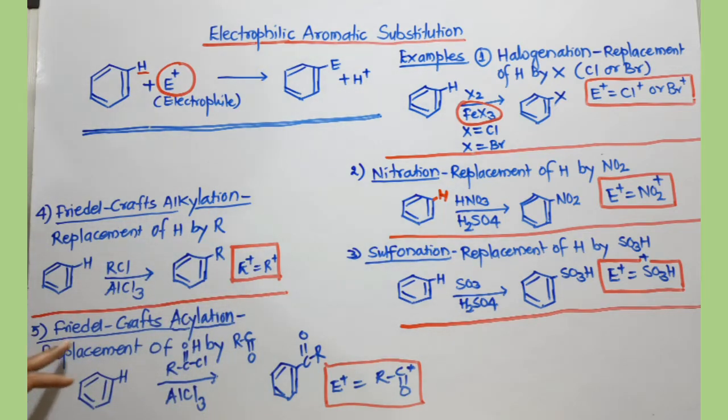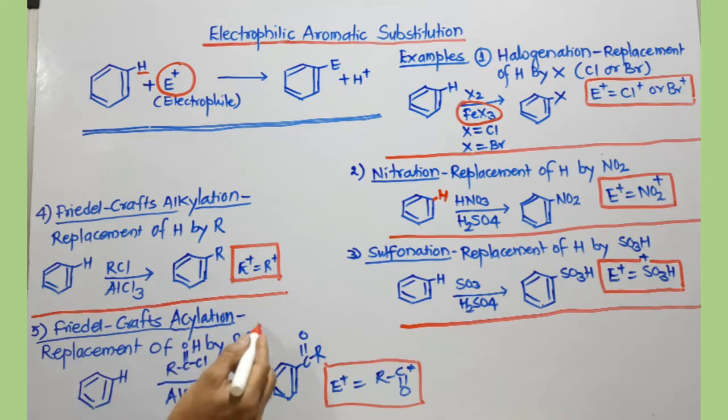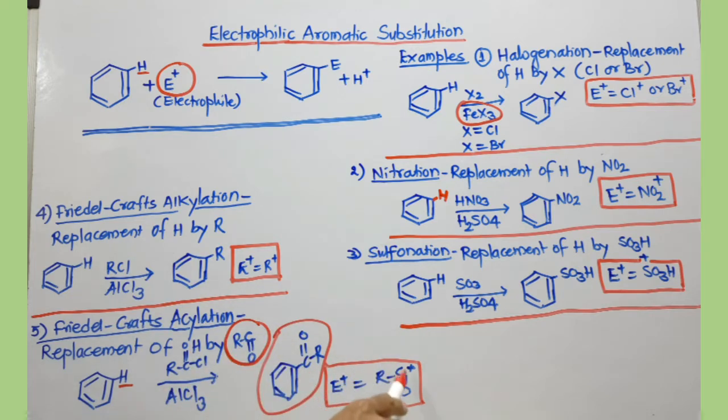The next allied reaction is Friedel-Crafts acylation. We use the same catalyst here, AlCl3, and we use an acid chloride. From this acid chloride we get the RCO group, and that RCO group replaces hydrogen of the aromatic ring to give this substituted product. Here the electrophile is RCO plus, so a positive charge is there on the carbonyl carbon. In this way we are going to discuss all these 5 reactions in more detail.